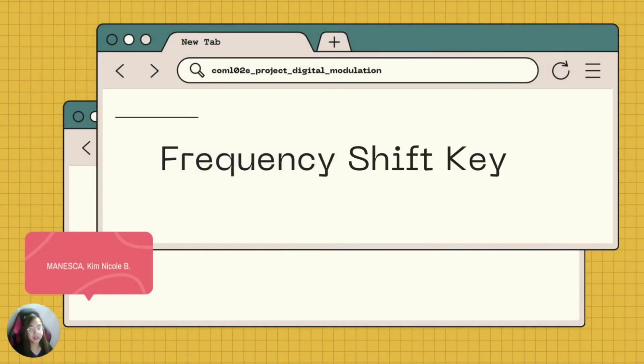Good day, everyone. The second digital modulation technique I'm going to discuss is frequency shift keying. I am Kim Nicole B. Manesca, and I'm going to talk about FSK.